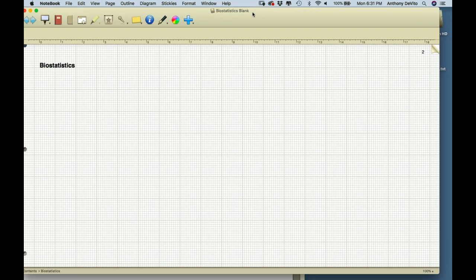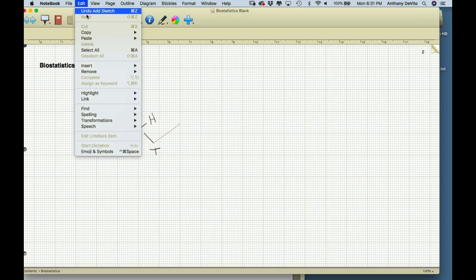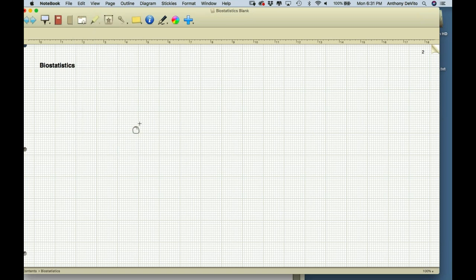Okay, let's see if this is working. Well, looks like it might be. All right, so I'm going to start out with the possibilities for the first coin toss. Here's my first coin, right? There are two possibilities here. That first coin toss, the result could be heads or it could be tails.